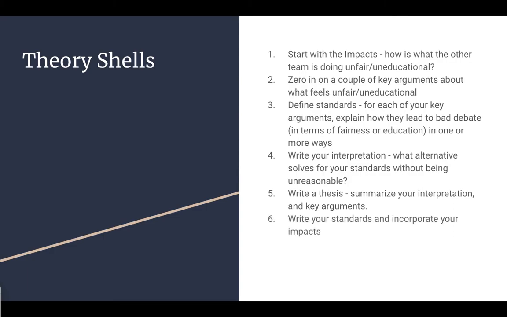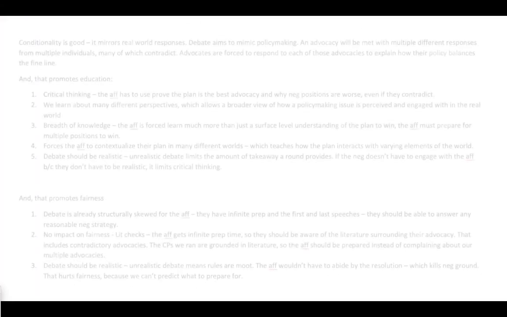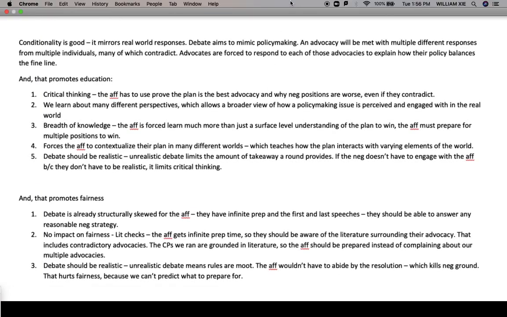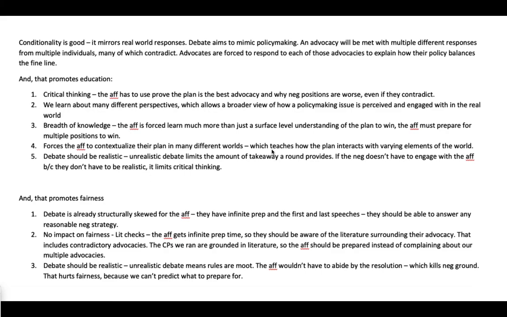So the final thing is to write your standards and incorporate your impacts, of course, and we'll take a look at that now. So here's an example of something I wrote at the Northwestern Debate Institute. We talked about conditionality, and one of the things we did was we actually had debates about conditionality good, conditionality bad. So one of the things I had to do before, in order to prepare for that debate, is to do everything I just outlined in the last slide. Do these 6 steps and write out this type of interpretation. So let's take a look at it more closely.